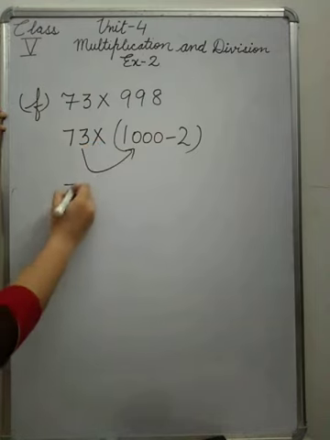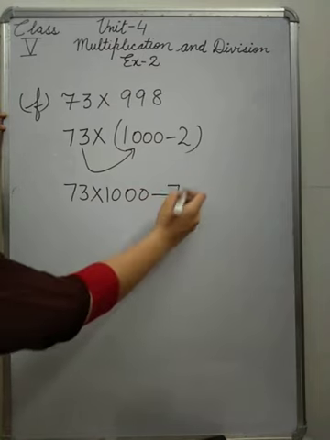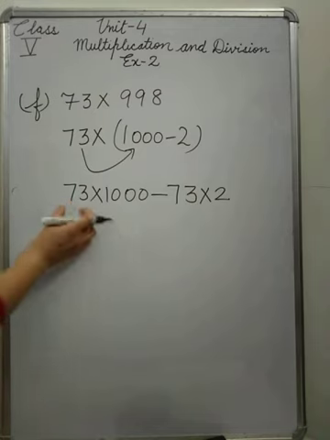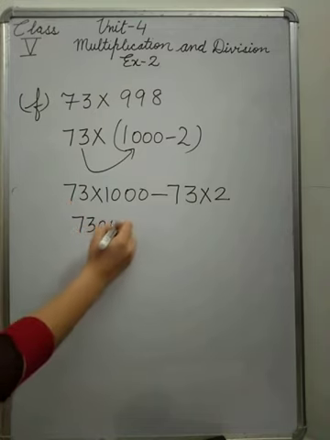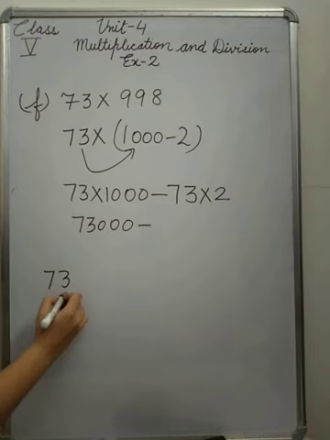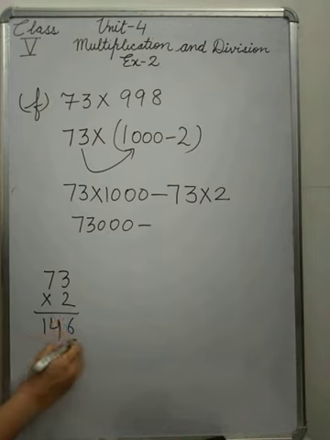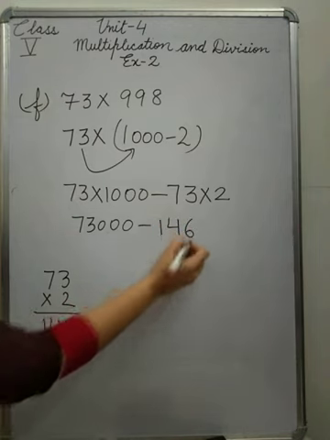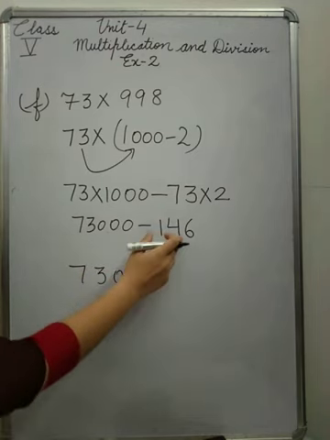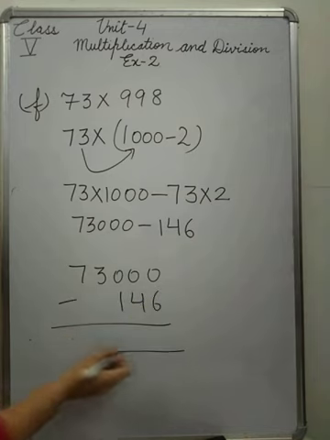See, 73 into 1000 minus 73 into 2. Its answer is very simple. 73 into 1000 is 73,000 minus 73 into 2. Do it in rough. 3 2s are 6, 7 2s are 14. Write it here. Now you can subtract this. 73,000 minus 146. Subtract this and find the answer.